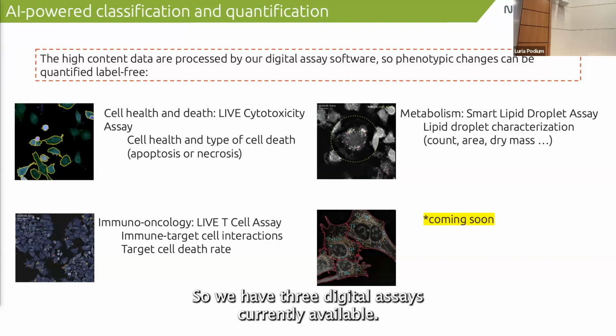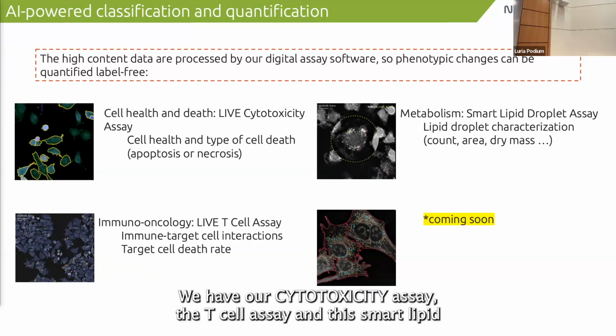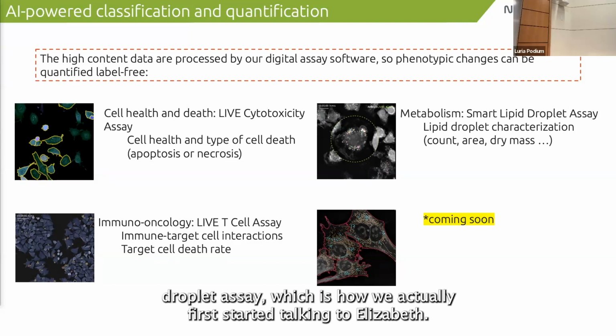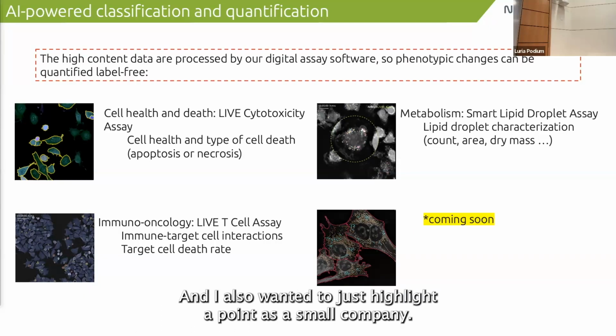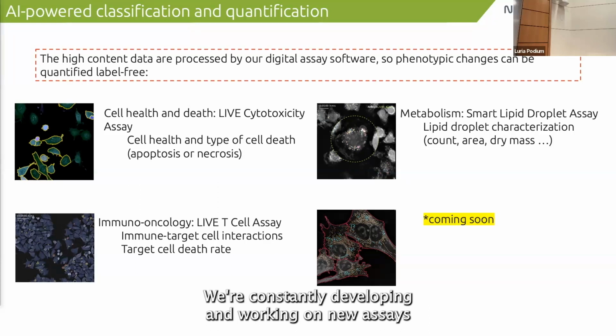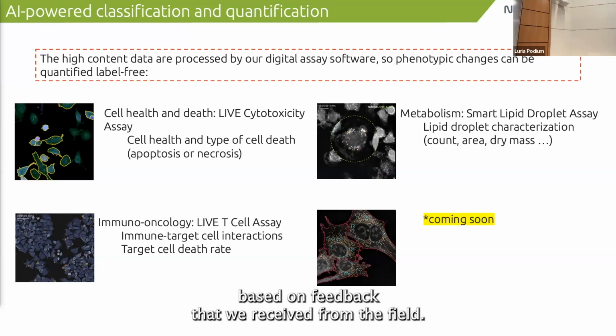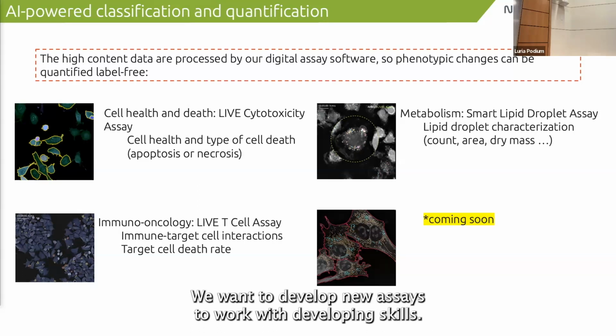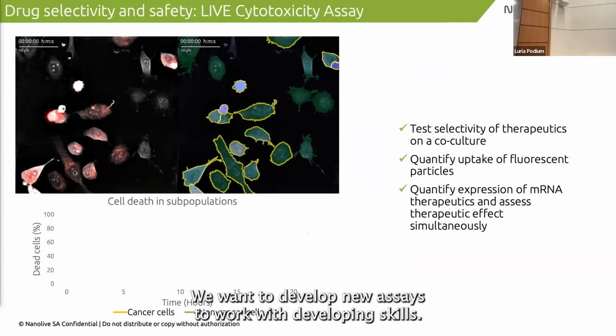So we have 3 digital assays currently available. We have our cytotoxicity assay, a T-cell assay, and a smart lipid droplet assay, which is how we first started talking to Elizabeth. And I also want to point out, as a smaller company, we're constantly developing and working on new assays based on feedback that we're receiving from researchers in the field. We're also very agile, so if there's a specific application, we want to hear about it.